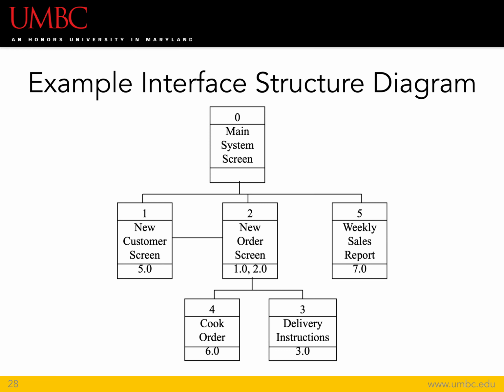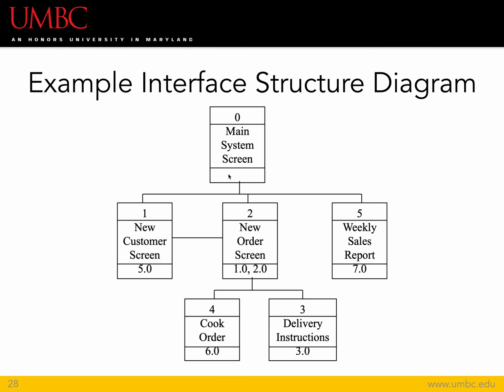So here is an example interface structure design for a fairly simple order taking application. And we've got two different numbers for each of these elements. The first number, the one at the top, represents the ID for the interface, or the ID for the screen. So the main system screen up here at the top with 0 as the number represents sort of like the loading screen, the screen that you would load into when the application is ready to go. And then the numbers at the bottom represent the process in the data flow diagram or set of data flow diagrams that is actually covered by that screen.